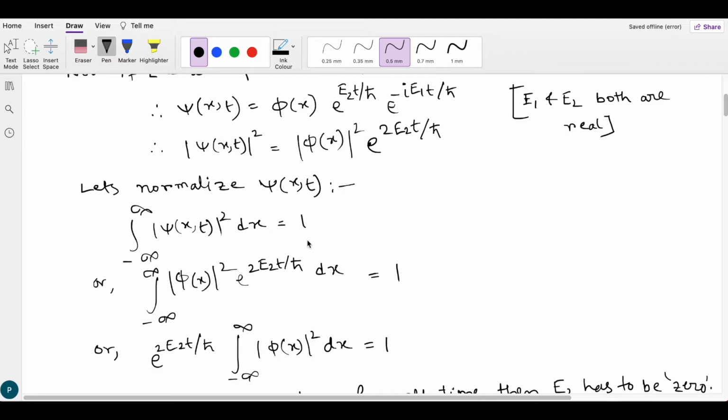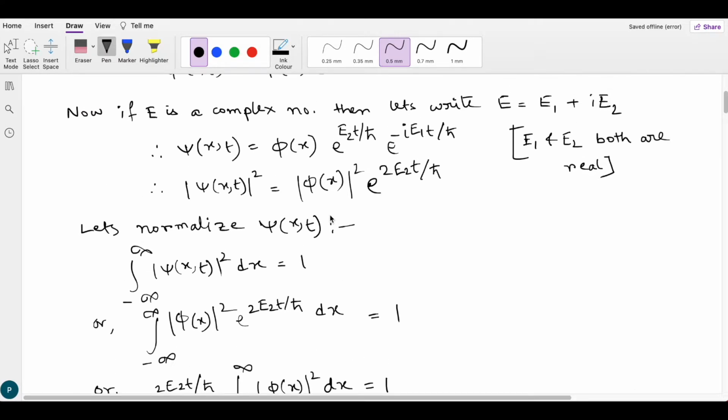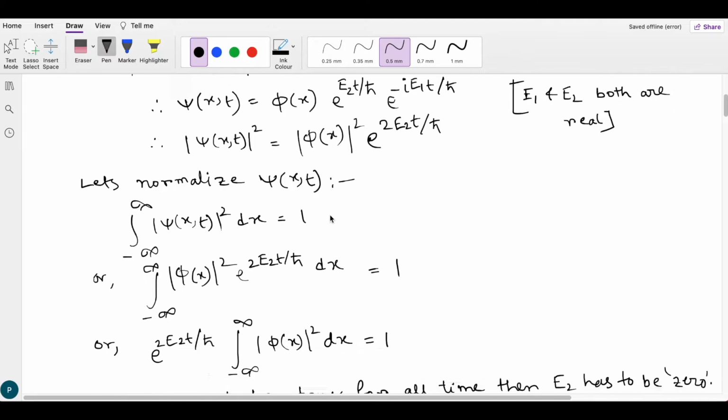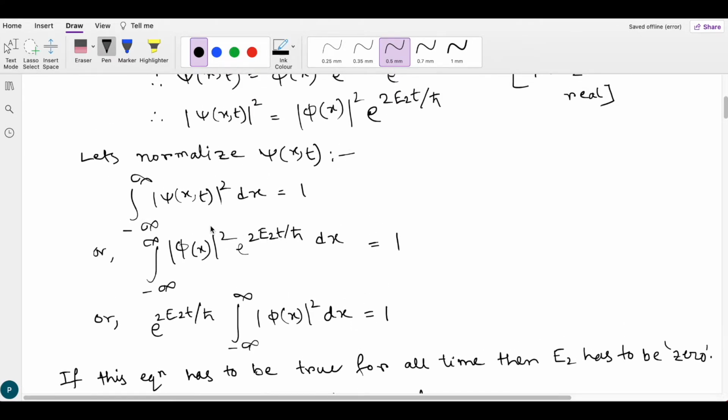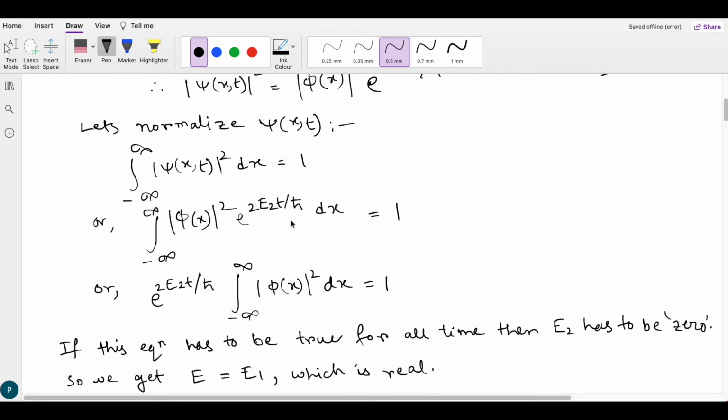So let's normalize psi(x,t). The normalization condition is that the integral from minus infinity to infinity of |psi(x,t)|^2 dx has to be 1, and we have already computed the value of |psi(x,t)|^2. Just put that in this equation and we get this, and e to the power 2E2t by h cut is independent of x, so we can take it out of the integral sign.